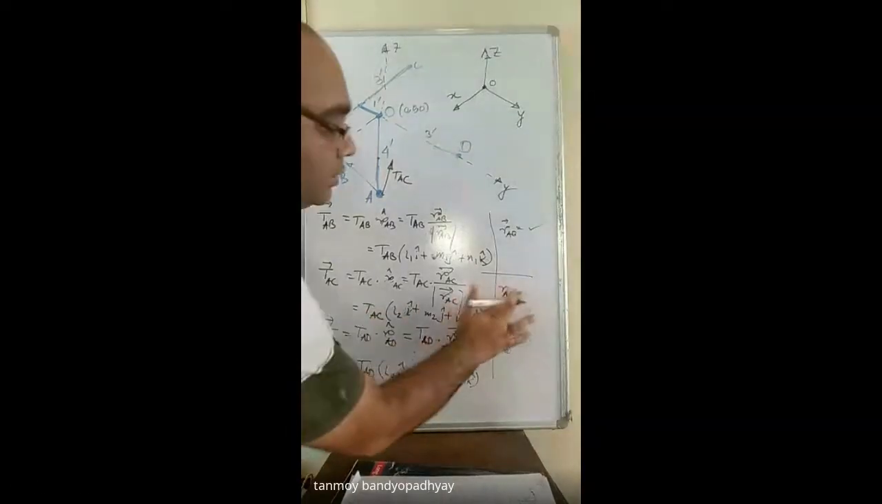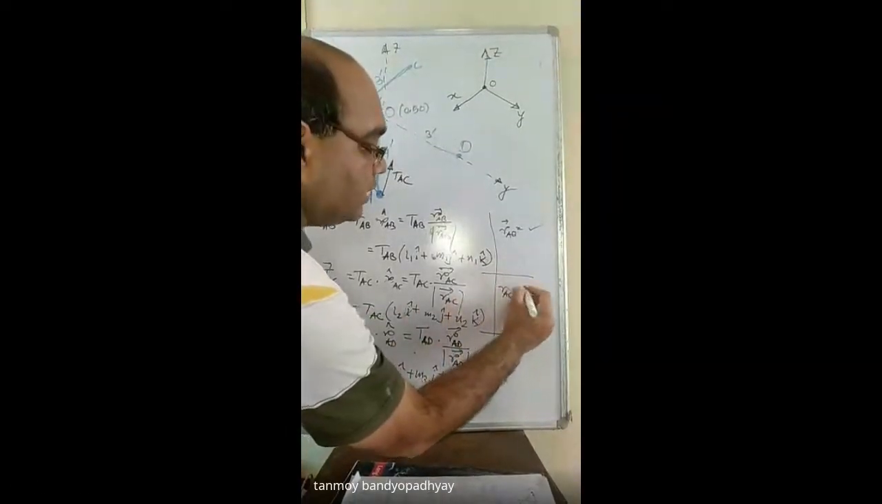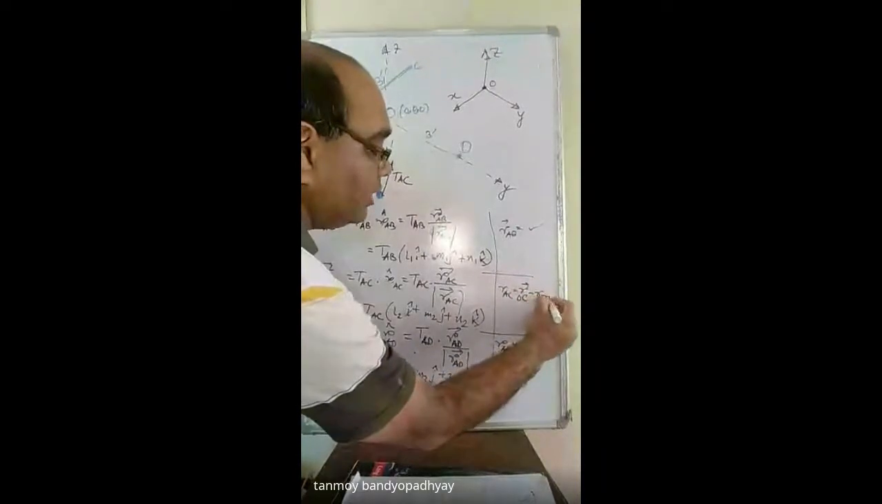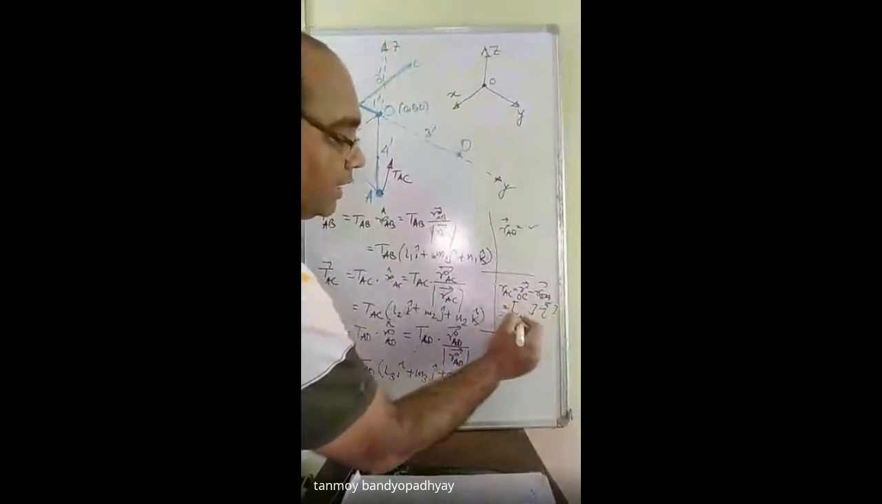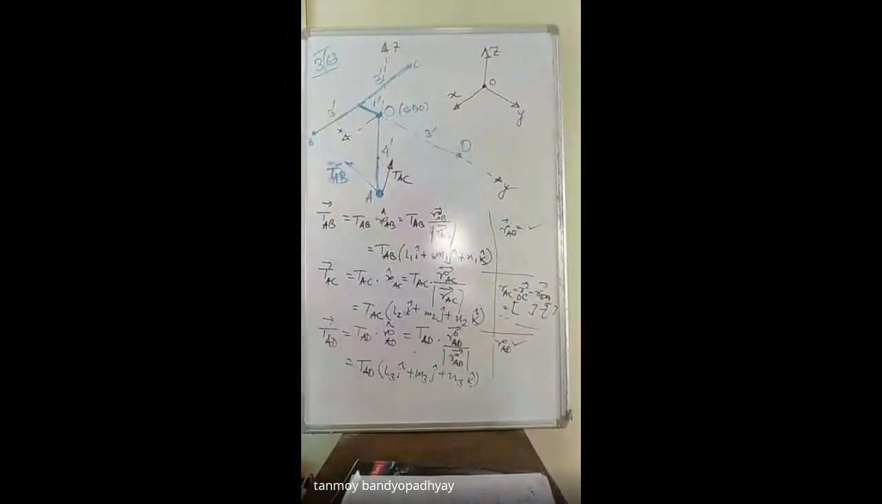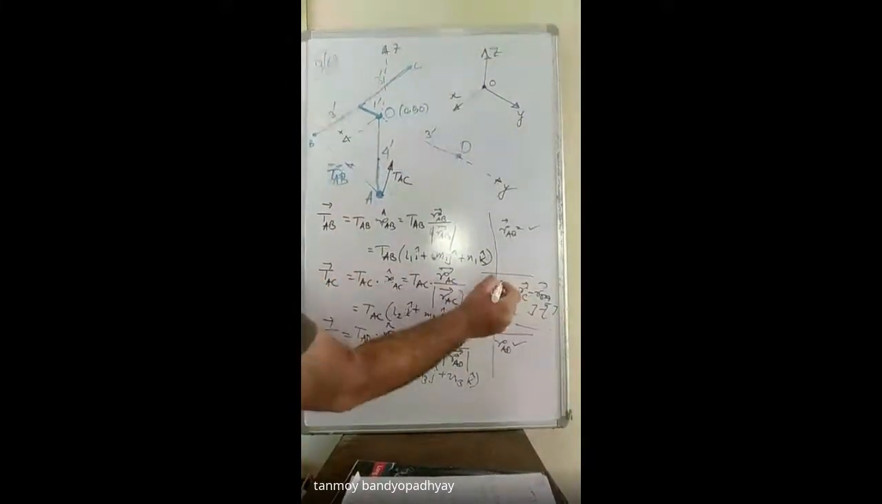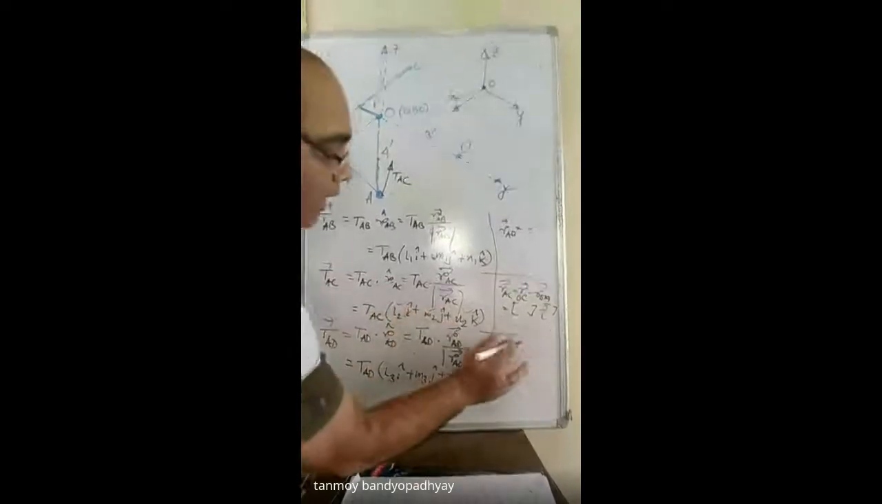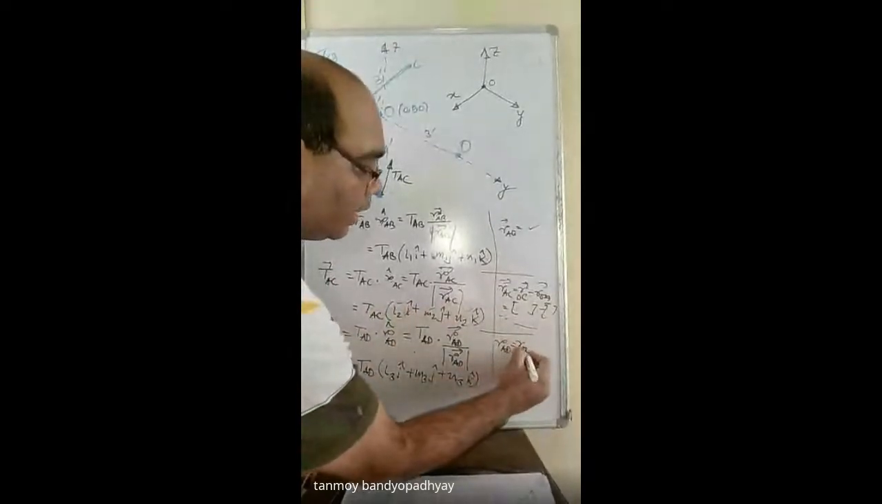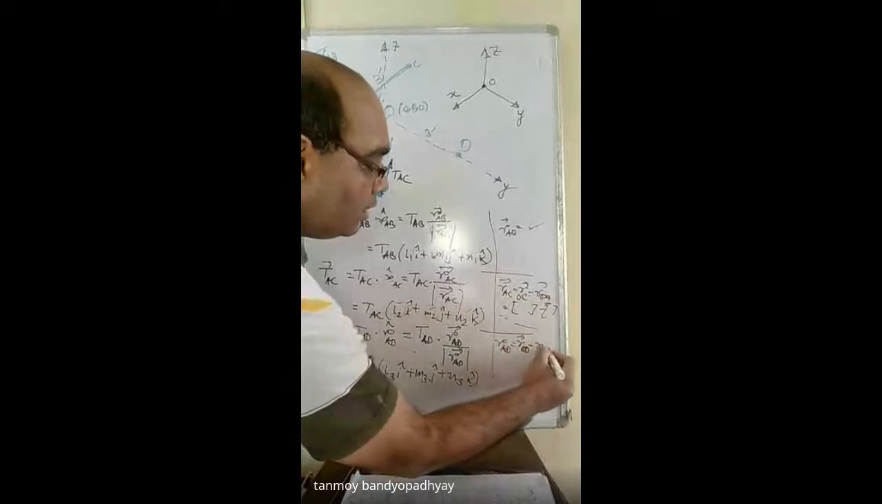So if it is RAC, that should be R of C, ROC minus ROA. Just write the coordinates of C and the coordinates of A, and then form the vector RAC. Once you form this vector, calculate L2, M2, N2. Similarly for RAD, this should be equal to ROD minus ROA.